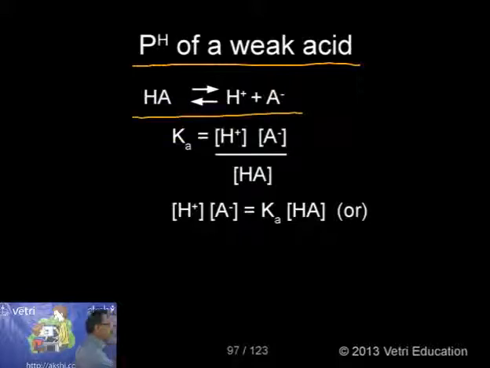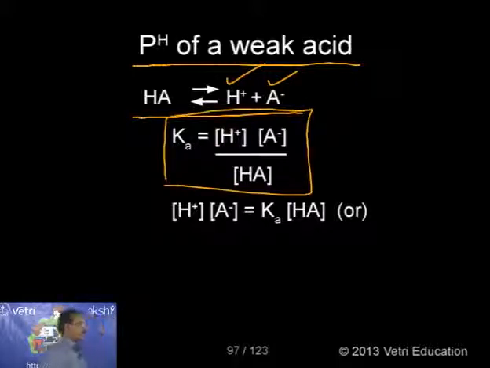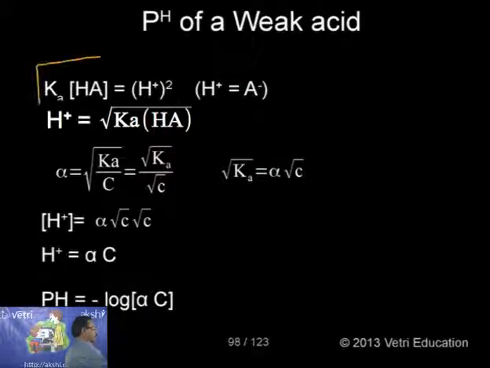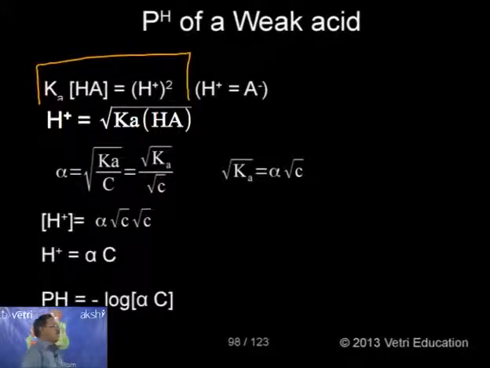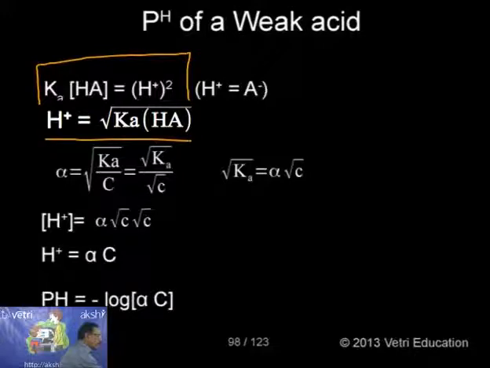Let me give it now. HA, a weak acid like acetic acid, is a general term; HA undergoes ionization providing H plus and A minus. For this general weak acid, I can represent Ka equal to H plus into A minus divided by HA. So H plus into A minus equals Ka into HA. I can rewrite this as Ka into HA equal to H plus squared, because the concentration of H plus equals the concentration of A minus for a monobasic acid. So H plus equals the square root of Ka into HA. This is the interesting information.